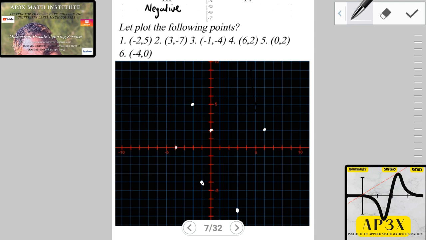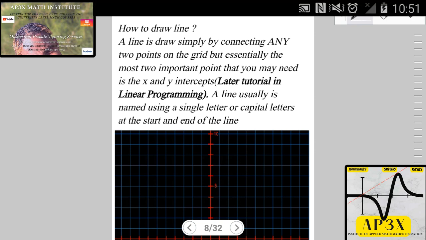Hopefully you guys really got a hang so far of how to plot a point and how to read a point from the Cartesian plane. So we're going to get right into it. All right, let's continue with our lesson.